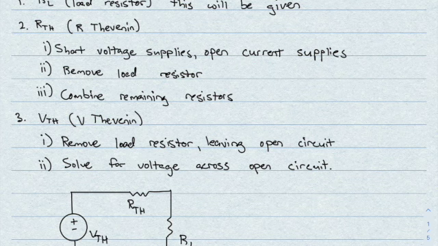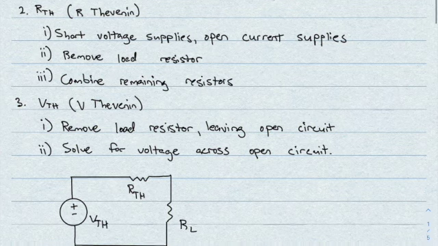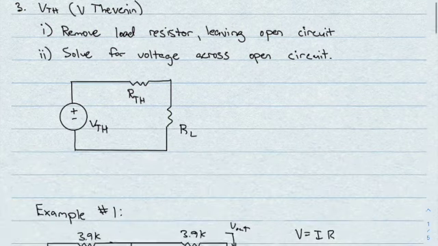For V Thevenin, the last thing that you need, you're going to remove the load resistor, which is going to leave an open circuit, and then you're going to solve for the voltage across that open circuit using nodal or loop analysis. So this is what the remaining circuit's going to look like, and then you can find the current through these resistors. So let's just get into the first example.